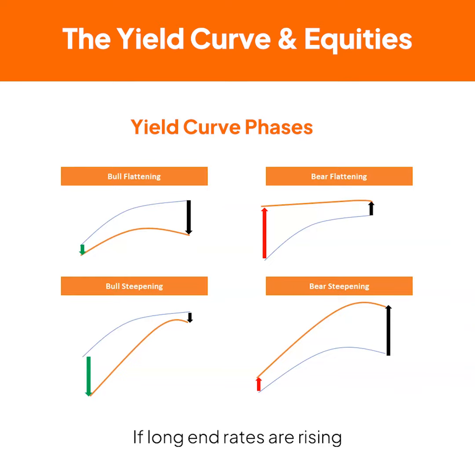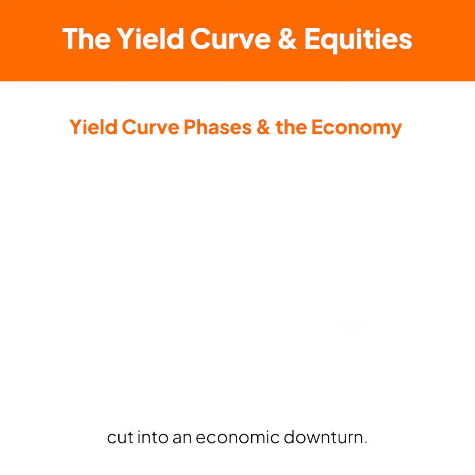If long-end rates are rising faster than short-end rates, the curve is long-end led steepening. This could be due to current policy rates remaining low and we are coming out of a recession. Alternatively, more bearishly, the curve can steepen when short-end rates are being cut into an economic downturn.